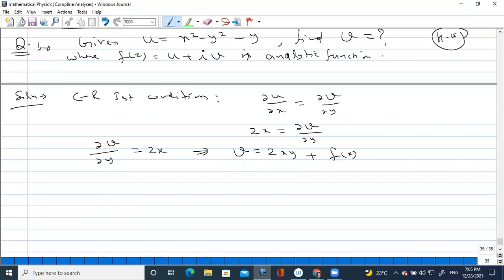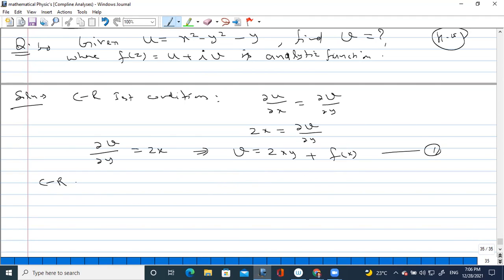Because if I go in reverse, what I have done is del v over del y, which is a partial differentiation. In partial differentiation, a pure function of x I can treat as constant, so that becomes 0 in the differentiation. That's why, when I am doing the integration, I add that function. Understood? Because in partial differentiation, we consider the other function as constant. So this will be like this, and this is my equation number 1.